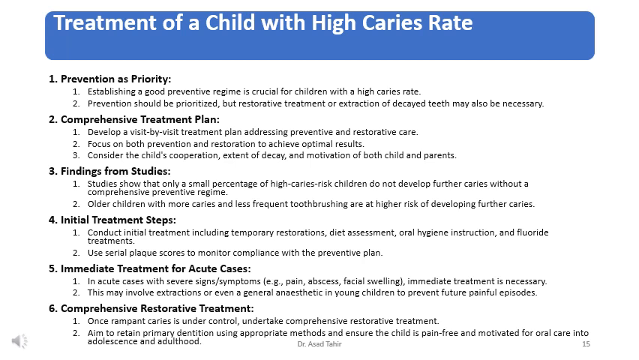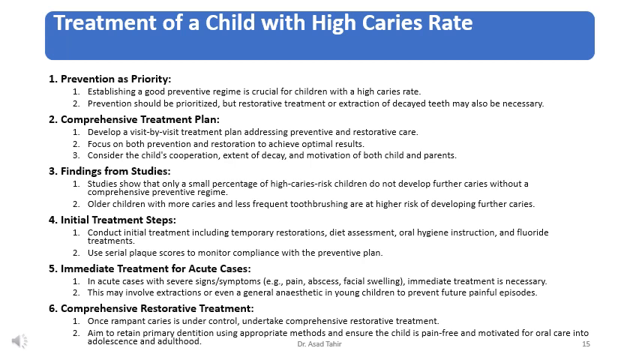Comprehensive treatment plan. Develop a visit-by-visit treatment plan addressing preventive and restorative care. Focus on both prevention and restoration to achieve optimal results. Consider the child's cooperation, extent of decay, and motivation of both child and parents.